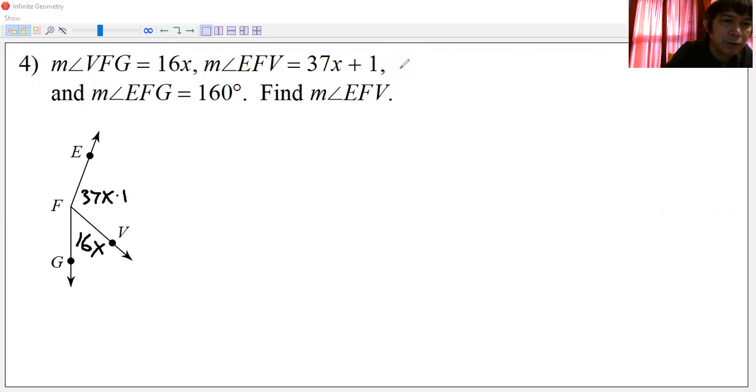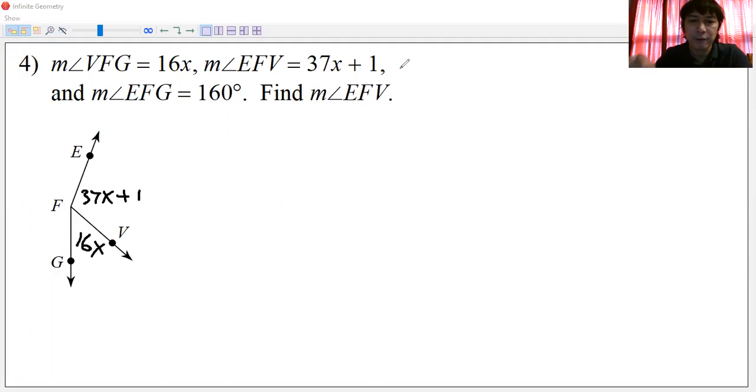37x plus 1. There. All right. And then we have the measure of EFG. That looks like the total. EFG. And that looks like 160. All right. Find the measure of the angle EFV.